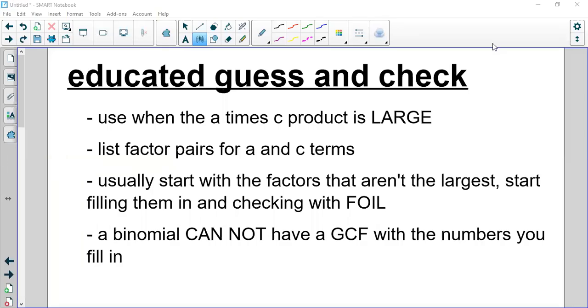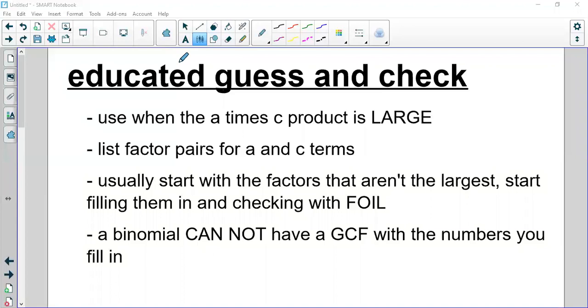Okay, guys, we're going to do one more method of factoring these trinomials where the a coefficient is greater than 1. It's the least effective method. It's the method I would suggest using as a last option most of the time, but it does have its use. It's an educated guess and check. It's not just a random guess and check. It's educated. You're going to use a little bit of a system to try to figure this out.